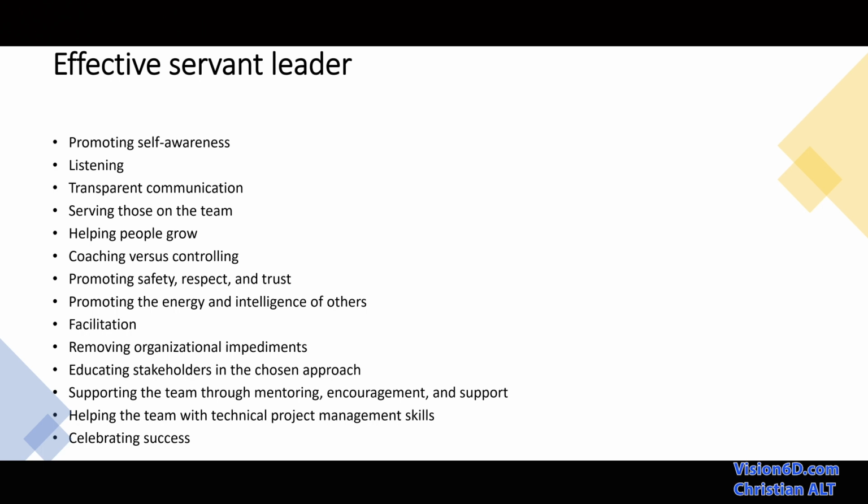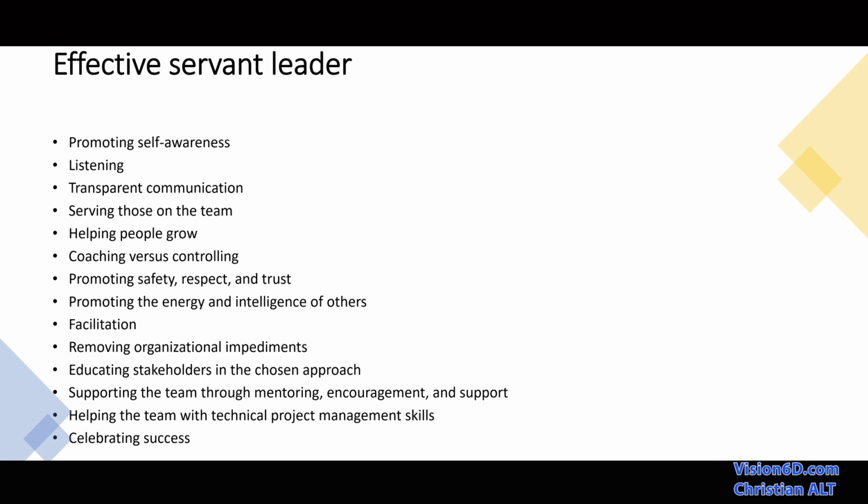When I do reports, everybody in the team as well as the stakeholders are informed. I'm first here to serve those that are on the team. I help people to grow, I understand them, and I have personal talks with each of them. I sometimes have to do coaching, and of course I'm promoting safety, respect and trust.